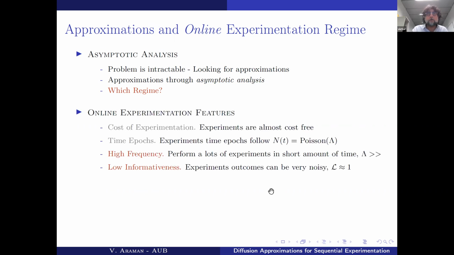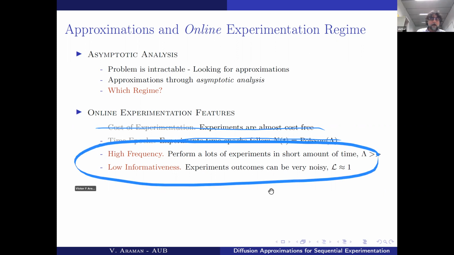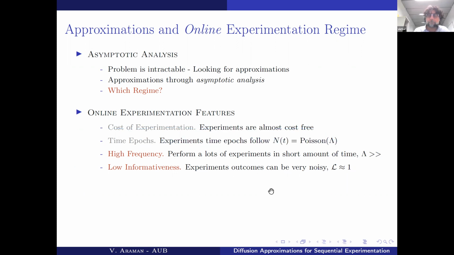So at this point, I want to remind you of the online experimentation features. We already discussed the cost of experimentation and the fact that arrivals are happening through a Poisson process. These other two features are going to be used to define the regime. We are in a setup where there's a lot of frequency, so indeed, a large sample size is going to be there. That's expected, and we're going to do that by increasing the rates of the Poisson. Of course, I'll define all this mathematically. And then, the fact that experiments are noisy, we're going to work in a regime where there is low informativeness. In our terminology, that is the likelihood function close to 1. So the jumps of that belief process are very small. We want to reconcile this by the regime.